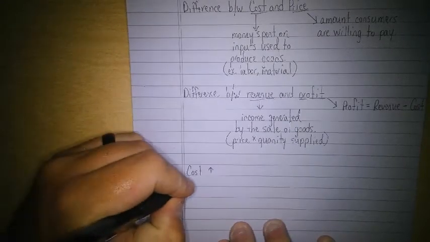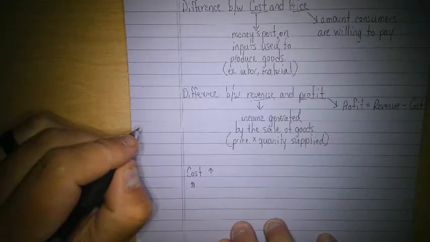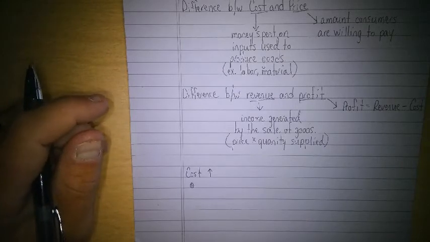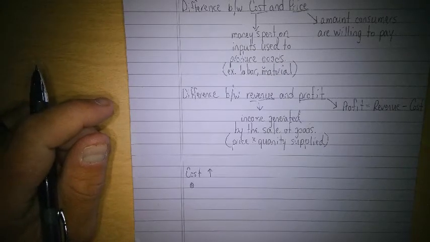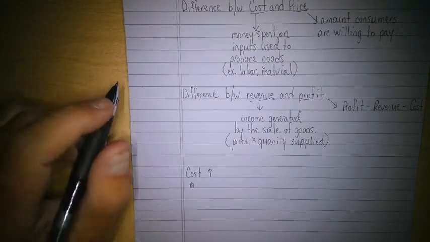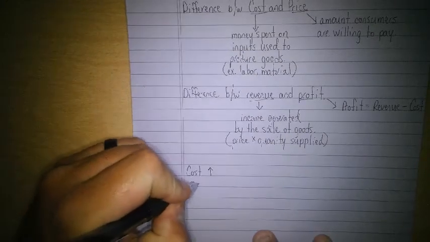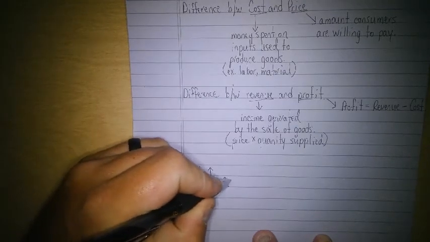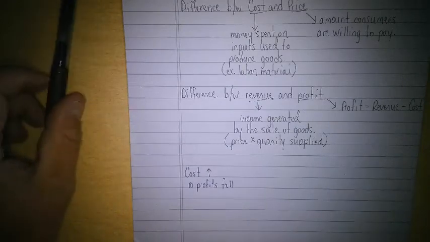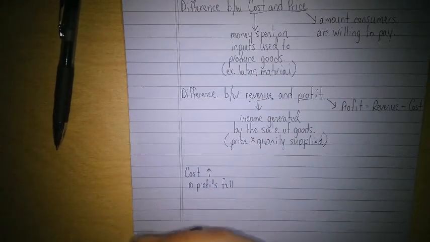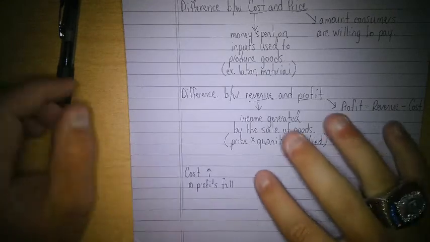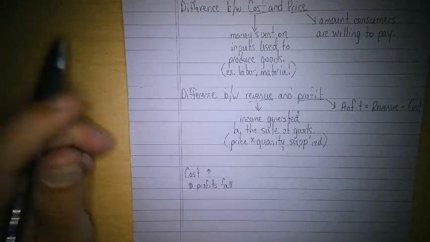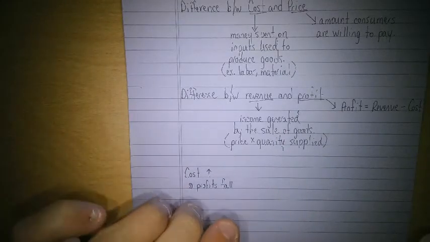So, when cost rises, what happens to profit? Think about it. If we've got to pay more money to produce something, then our profit's going to do what? Go down. So if you notice, it says profits will fall. So put down profits fall. In any type of business, do you think they want their profits to go down? No, they do not. Okay? So, profits fall.